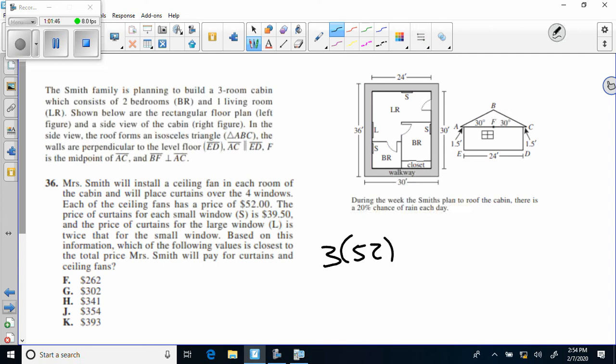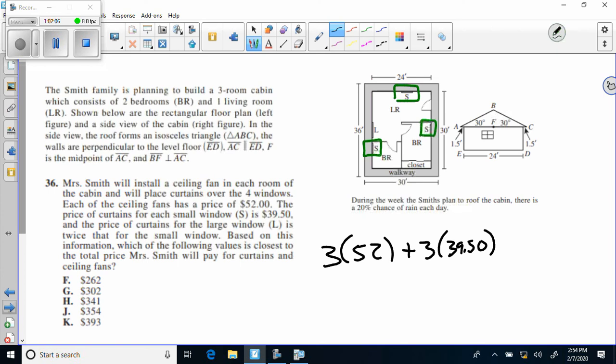The price of curtains for each small window is $39.50. So if we look for small windows, it's the S next to the side. So there's a small window here, a small window here, and a small window here, which means I have 3 small windows. So 3 times $39.50.